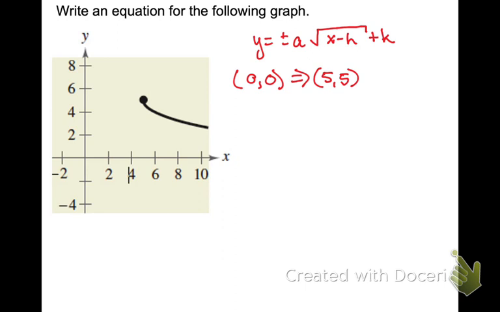Now on this one, can I find another good point? No. I could guess, but I don't think so. Is there a point given? No. Now, a rule of thumb is if you can't find a good point, you assume a is 1. If you can find a point, you need to calculate it.